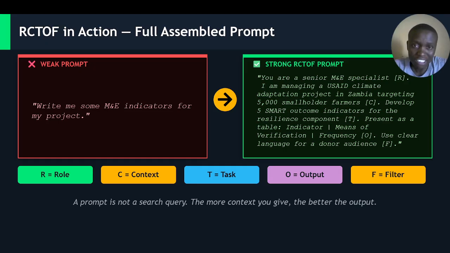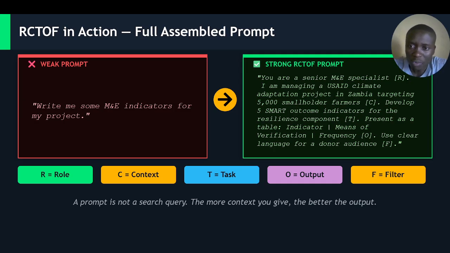Okay, now let's give an example of how a fully assembled prompt looks based on our framework. On the left side, we have a weak prompt, right? Somebody just goes into ChatGPT and says, look, write me some M&E indicators for my project. Now, this is too vague and too weak. AI will give you what you ask. It does not question whether the request is too vague. It will give you whatever you've asked for, right? Because it's a generative tool, so it's going to generate content based on the request that you've given it, right?